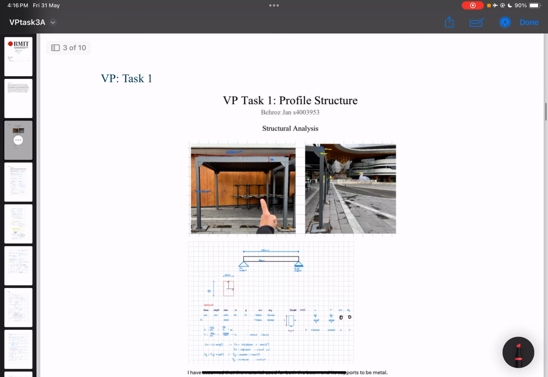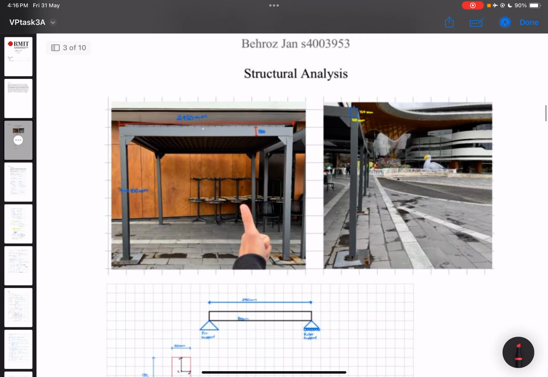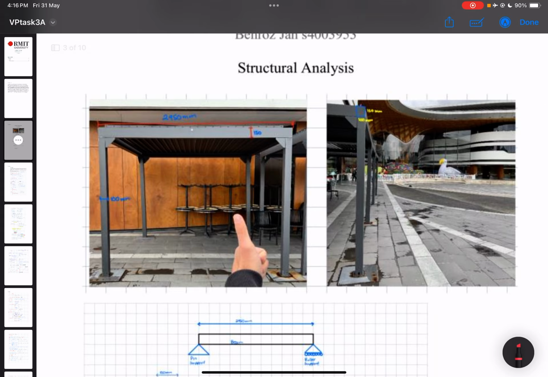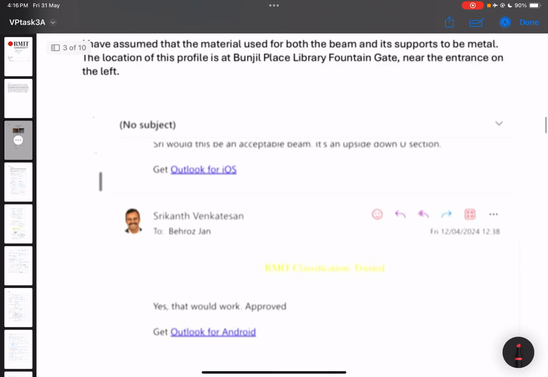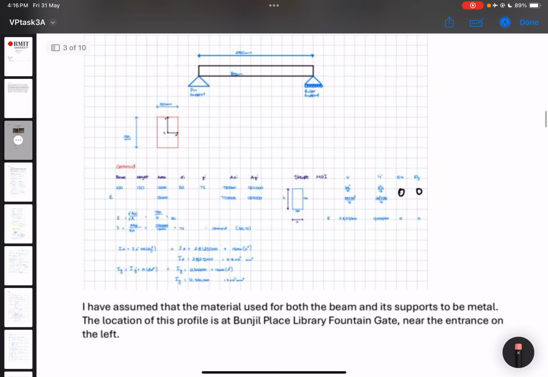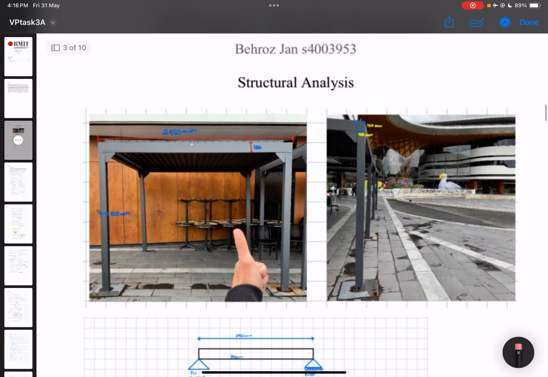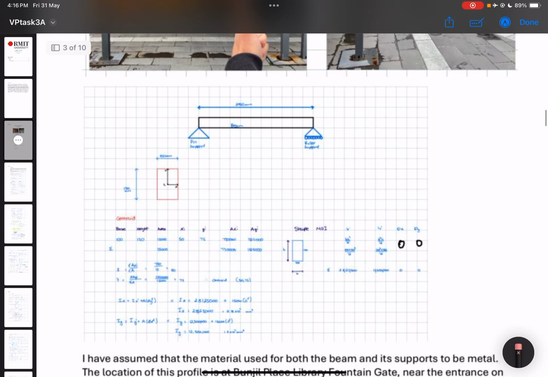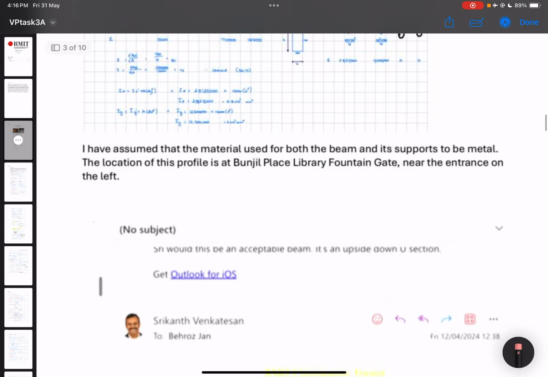So yeah, VP Task 1, students were asked to find a structure they wanted to analyze, given that Dr. Sri approves of it, as you can see over here. Mine has been approved. So yeah, I went and chose this structure. It's in front of a local library in the southeast suburbs in Melbourne. And as you can see, the length is 2.95. This is the cross section, 100 across, 150 up.